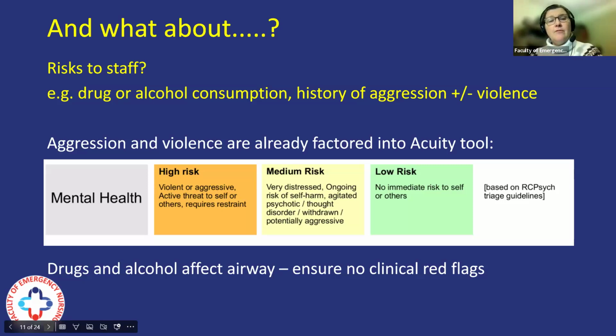And these come under, the high risk comes under acuity 2, the medium under 3, and the low risk under 4. Drugs and alcohol affect the airway. So with drugs and alcohol consumption, what you're looking for is clinical red flags. And if you, in addition, get aggression and or violence, then you apply that mental health matrix to it. And it is as simple as it reads. It's nothing more complicated than that.